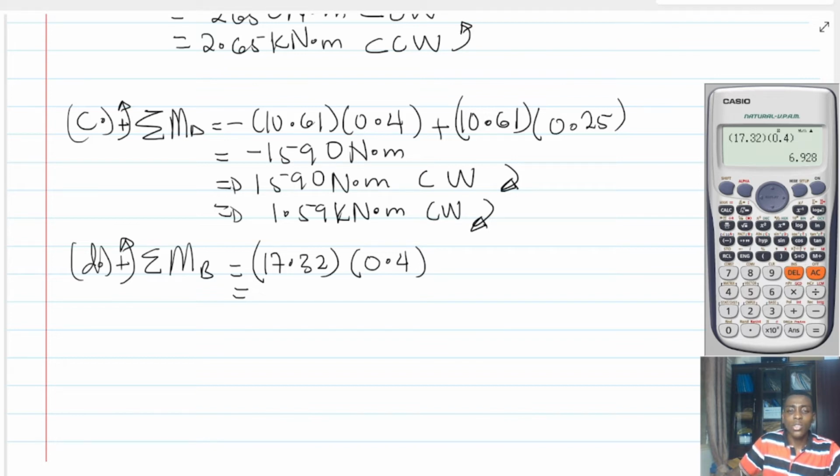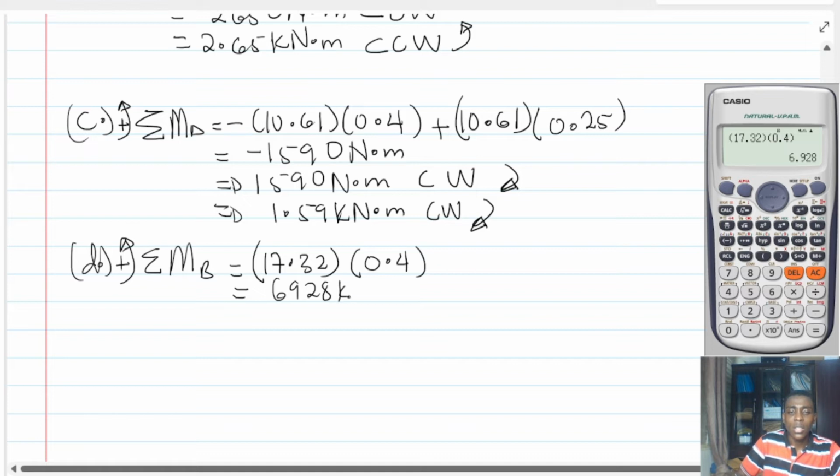So 6.928. In other words, 6928 kilonewton meter. Is that right? And then if I want to do, this is Newton meter, and then this is kilonewton meter. Counterclockwise, or I can also write counterclockwise. It's the same thing. Is that right?